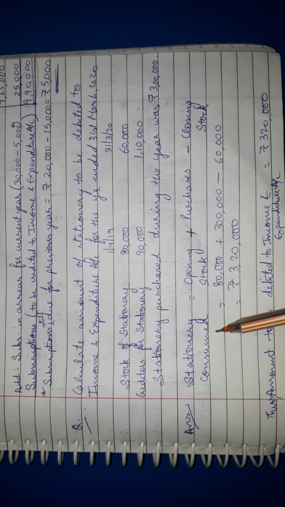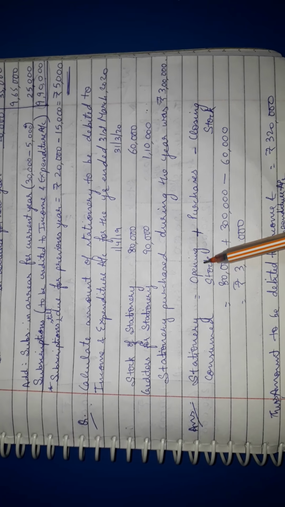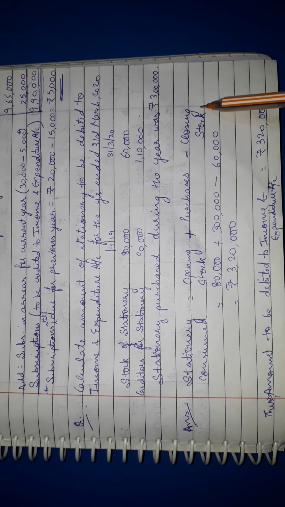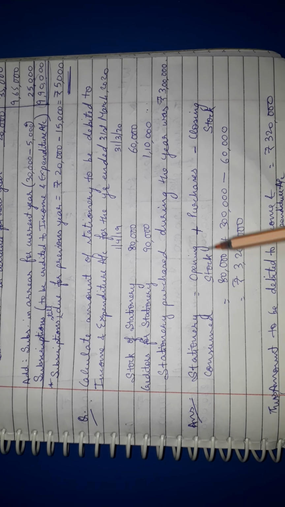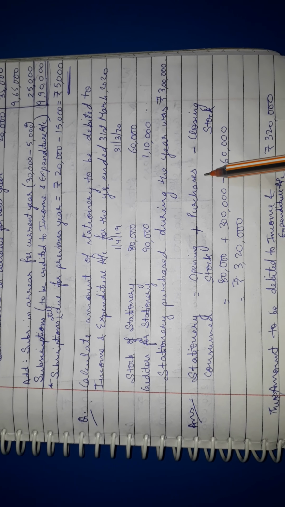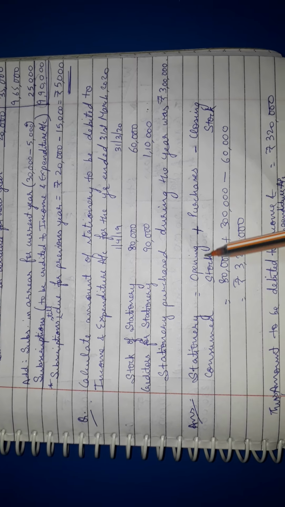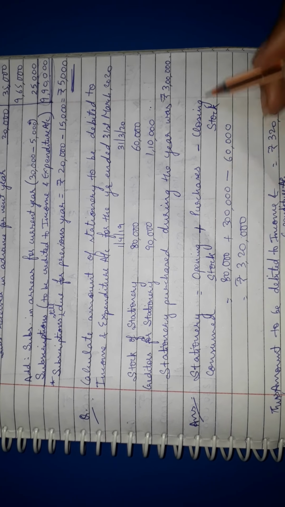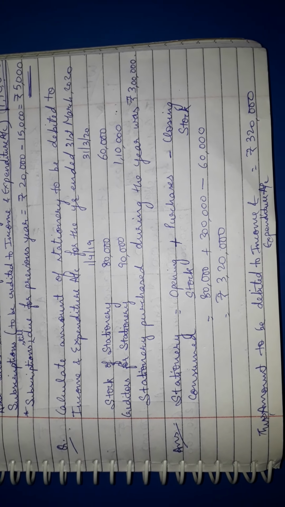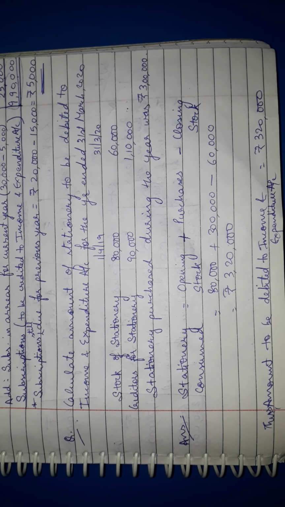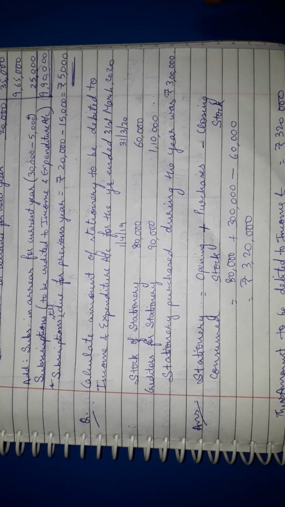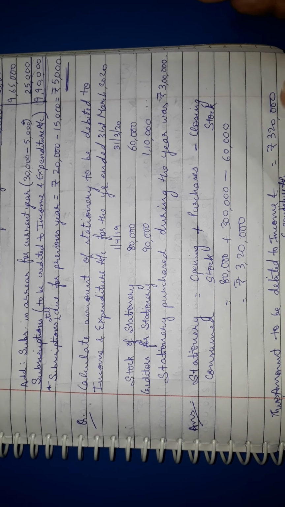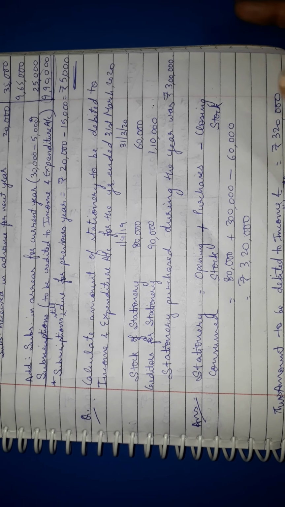Now, stationery consumed will be calculated using the formula opening stock plus purchases minus closing stock. It is based on the assumption that whatever stock we had in the beginning, plus whatever we have purchased during the year, will be the total amount of stationery that we have, minus the closing stock, which means that whatever is left with us, that needs to be separated from the total amount of stationery that we had, which means that whatever is the missing amount will be now what?